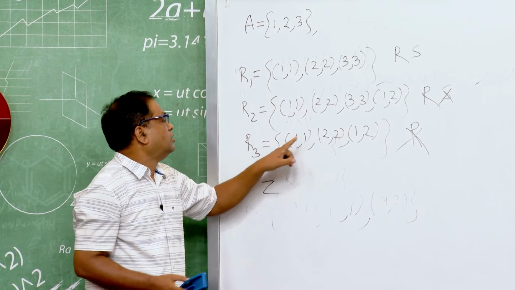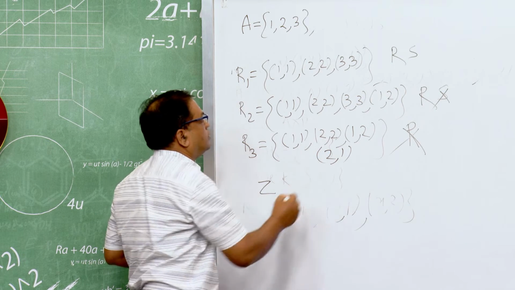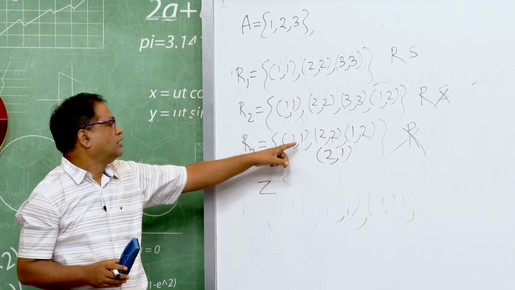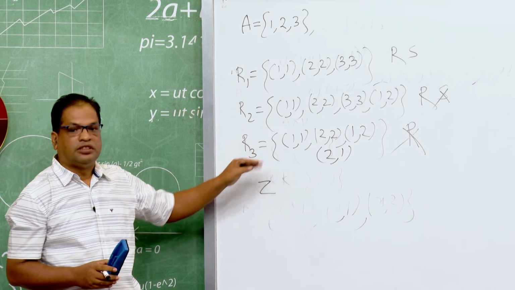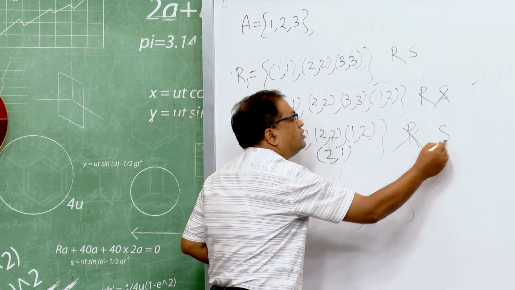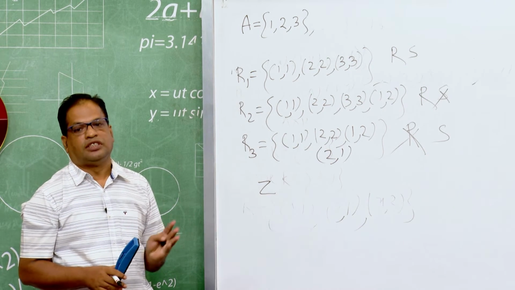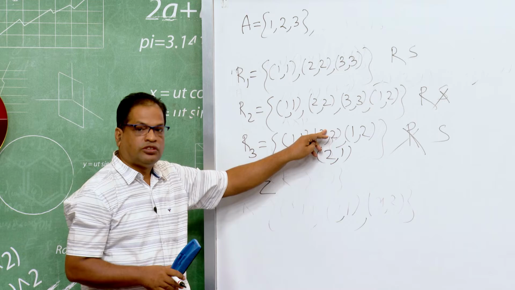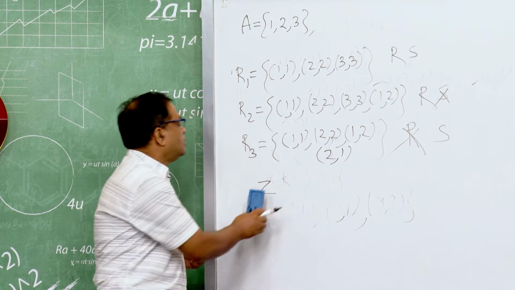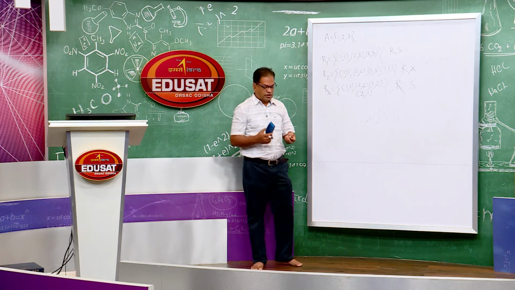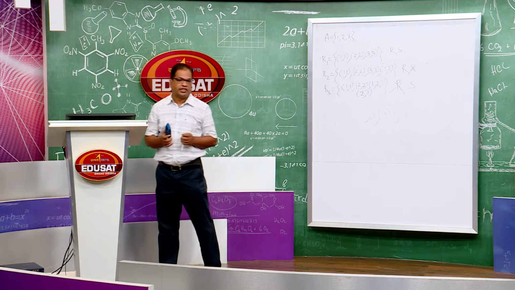Here in R3, (1,2) is present, its opposite (2,1) is present. So, this is symmetric. The ordered pair which is present, if its opposite is present, then we say it is symmetric. Here (2,3) is not present, so we will not search for (3,2). So, these are some examples of symmetric relation. Similarly, equal to on the set of integers is a symmetric relation.